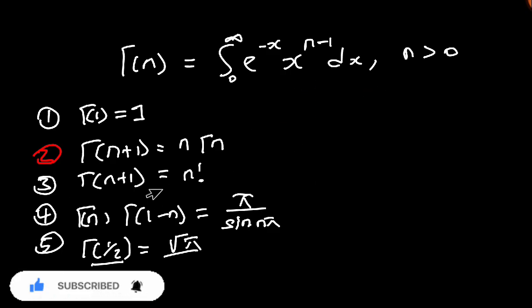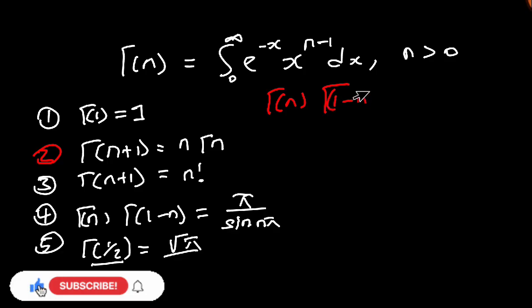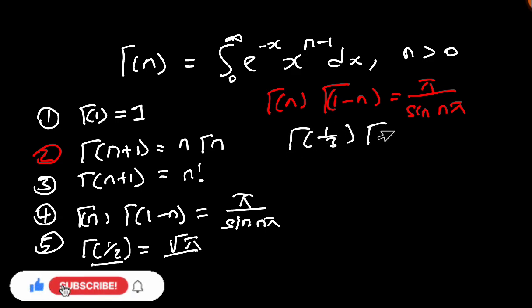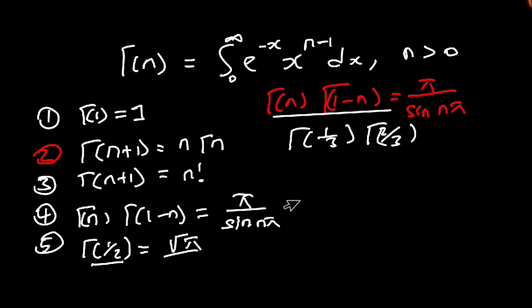So the fourth property is gamma n multiplied by gamma 1 minus n is equal to pi divided by sine n pi. So let's assume you are given this question to evaluate. You have to evaluate gamma 1 over 3 multiplied by gamma 2 over 3. So how do you rewrite this question to be in this form, gamma n, gamma 1 minus n?